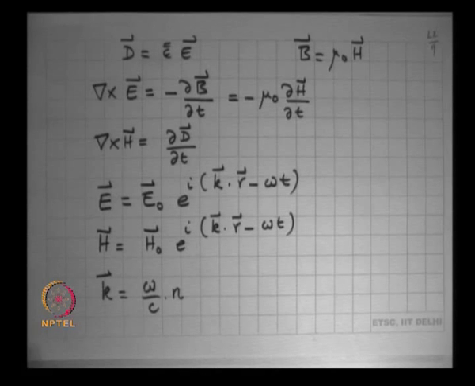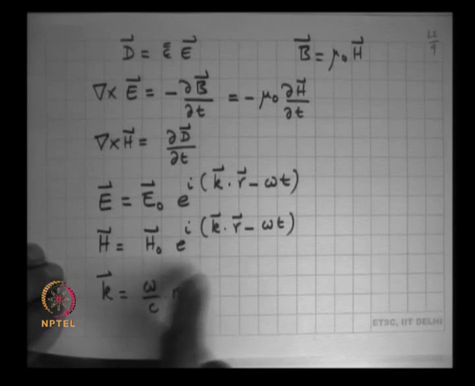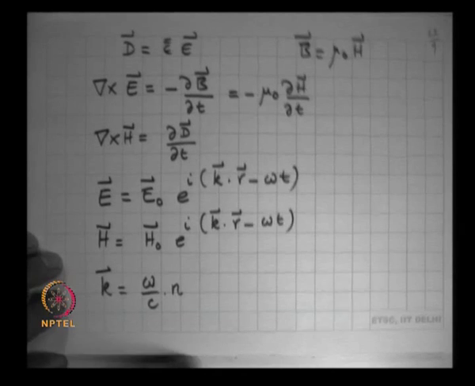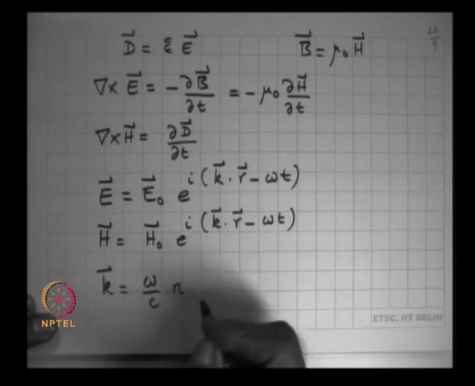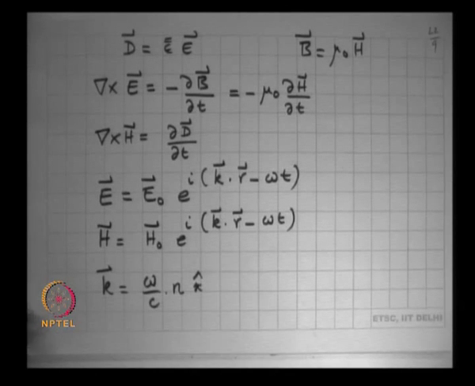And the corresponding H vector we wrote as H0 e to the power i (k dot r minus omega t), and here the propagation vector k is actually, let me correct here, there has to be a unit vector here. So, this is omega by c times some refractive index times a unit vector. This refractive index I still do not know, because the medium is characterized by three principal refractive indices nx, ny and nz, or three principal dielectric constants kx, ky, kz. So, how is this n related to these we do not know.